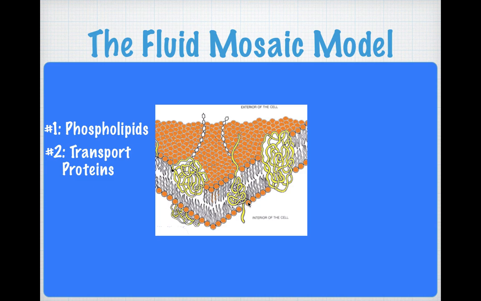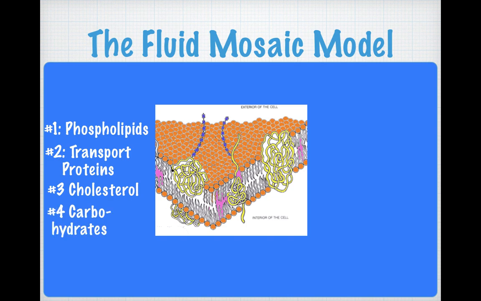making it selectively permeable. There are cholesterol molecules embedded within the lipid part of the phospholipid bilayer that make it a better water barrier, but also make it more fluid, so that this protein might float all the way over to here, and this one could come over here. And then lastly, there are carbohydrates attached to that, and those carbohydrates provide identification information.